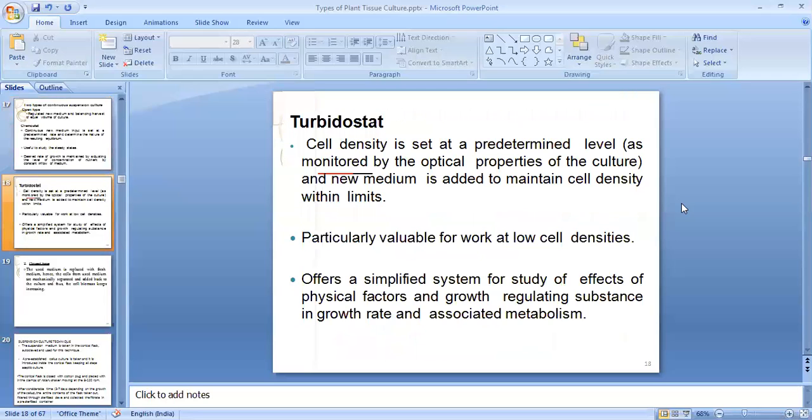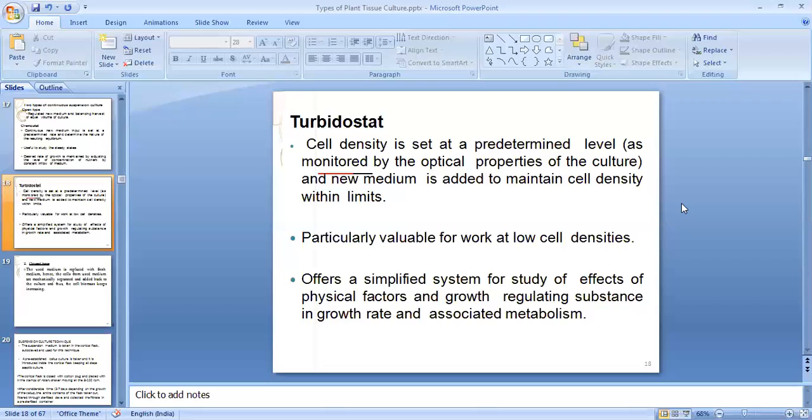And next one is turbidostat. Here the turbidity of the culture medium can be determined. And once there is an increase in the turbidity, this allows the inflow of the fresh medium into the bioreactor and the removal of the cultured cells from the bioreactor. The cell density is set at a predetermined level and new medium is added to maintain the cell density within the limits.